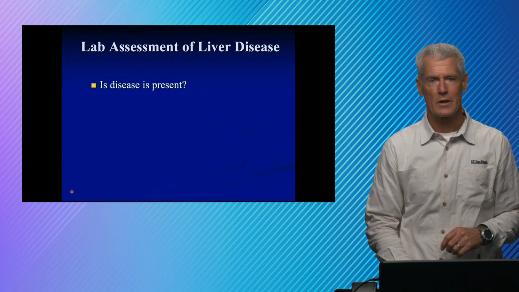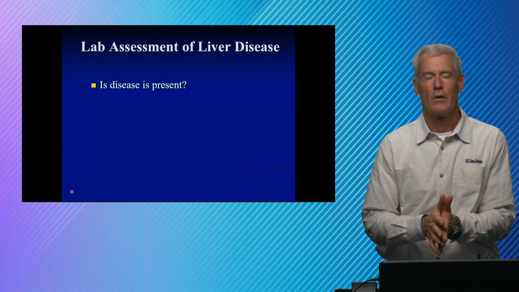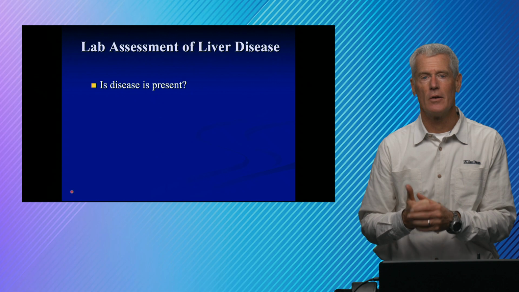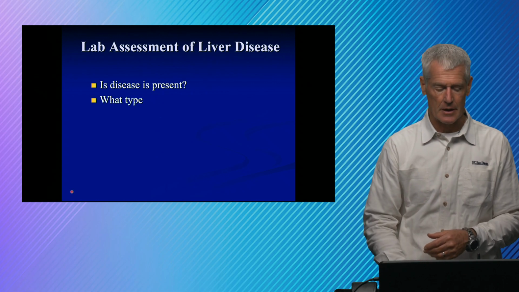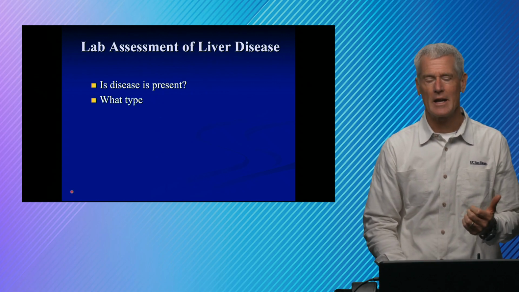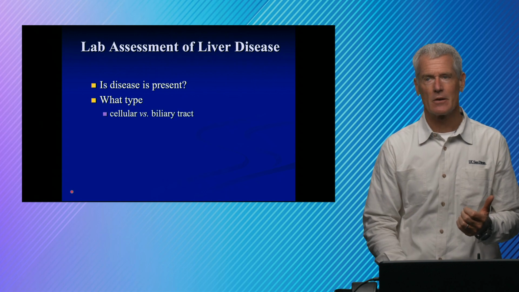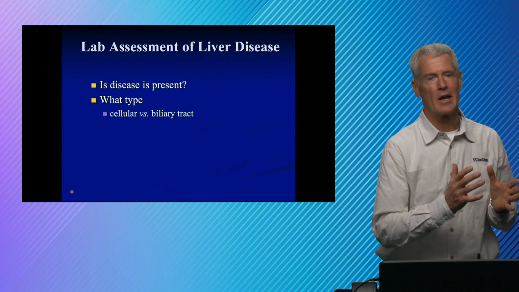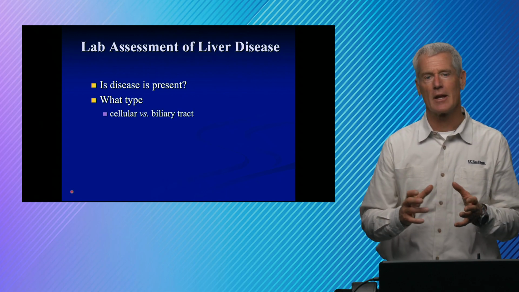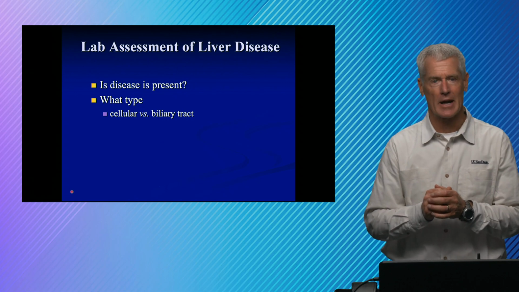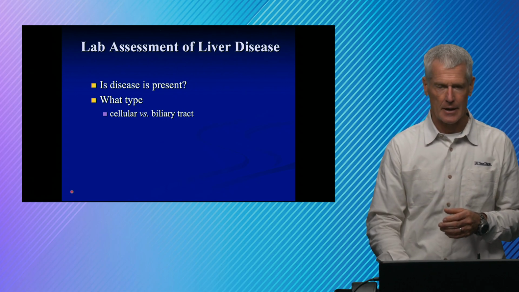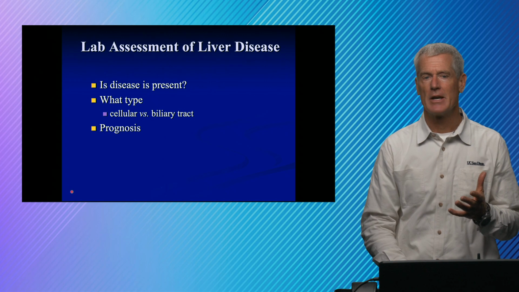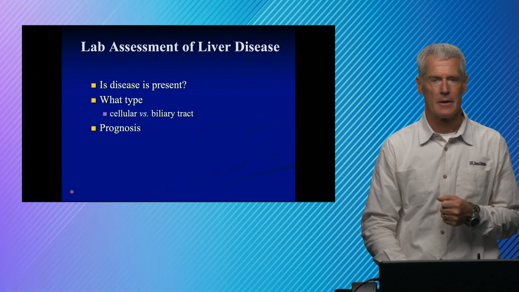So what can the laboratory do for you with liver disease? One, it can tell you, is there a disease present? If so, it can tell you what kind of disease it is. In particular, we can focus in on, is it hepatocellular damage or is it a cholestasis, a biliary tract kind of problem? It can also give us information on prognosis.